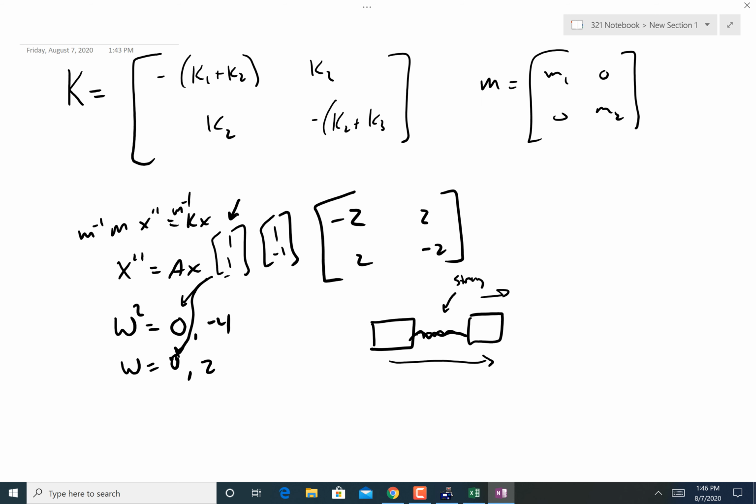Now, if you were to quickly jam them together or pull them apart and let them go, obviously they're going to oscillate in opposite directions. In other words, this one's going to be coming in while this one's going out, or they're both coming in or they're both going out like this. That's what this being here means, and they would be doing that at 2 cycles per second.